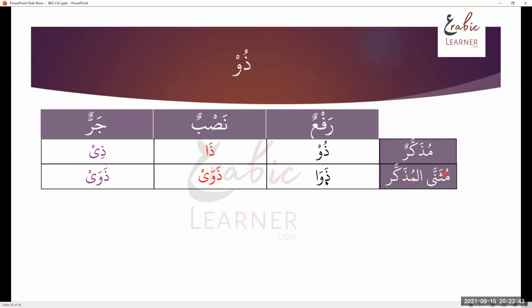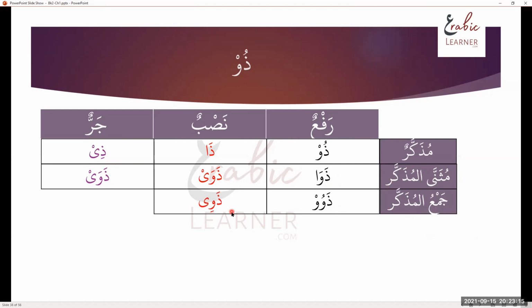But when it comes to the dual, it is not changing fully. It is not fully flexible. So this is zawa, but when it is mansub, it is zawai, and when it is majroor, also it is zawai. You have to remember this. Now, when it is jama muzakkar, in the halat of rafa it is zawu. When it is nasab, it is zawi. And when it is jar, it is zawi. So for both muthanna muzakkar and jama muzakkar, it is partly flexible. Zawa, zawai, zawai, zawu, zawi, zawi.